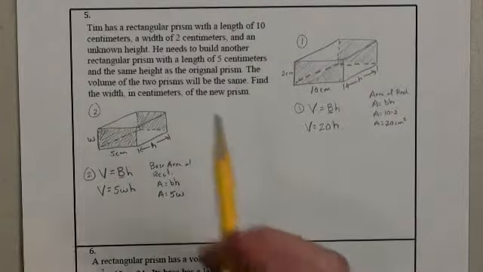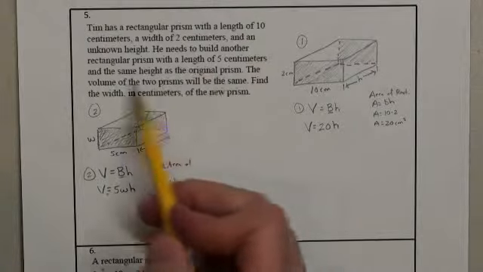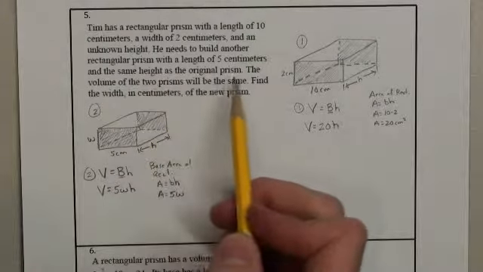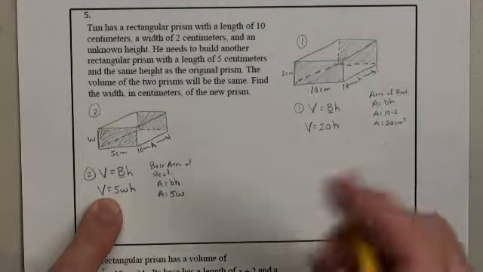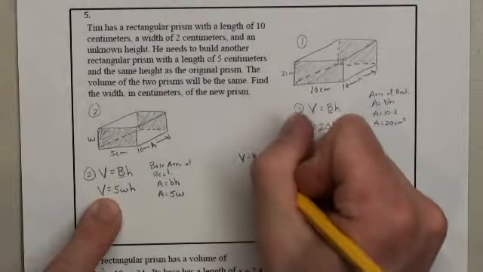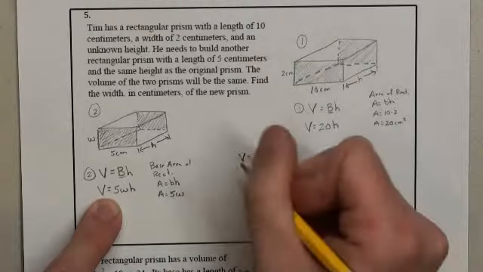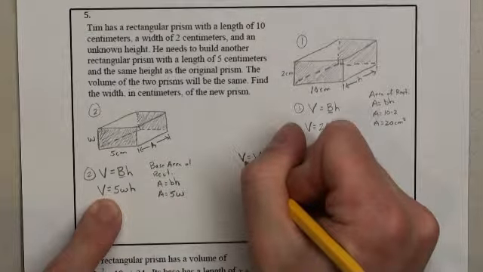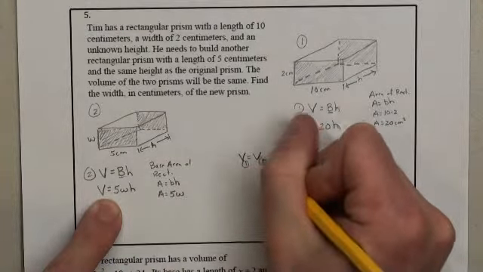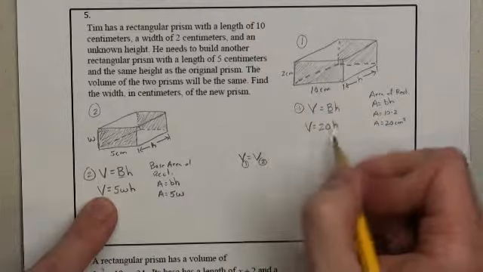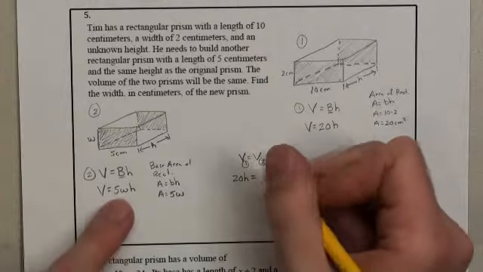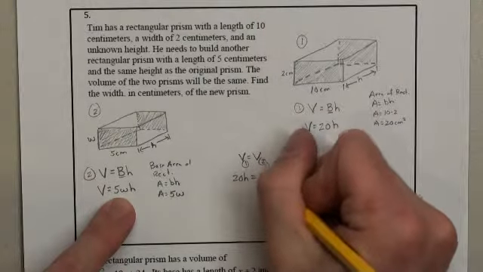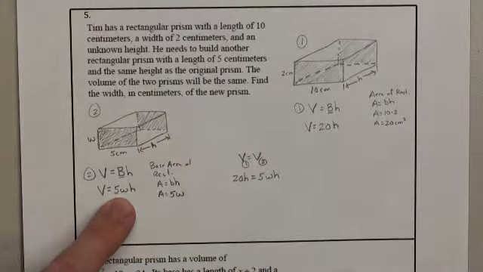So he says the volume of the two prisms will be the same. So this V and this V have to be equal to each other. Let's say V1 must equal V2. V1 is 20H, and that must equal V2, which is 5WH. And we have to solve for W.